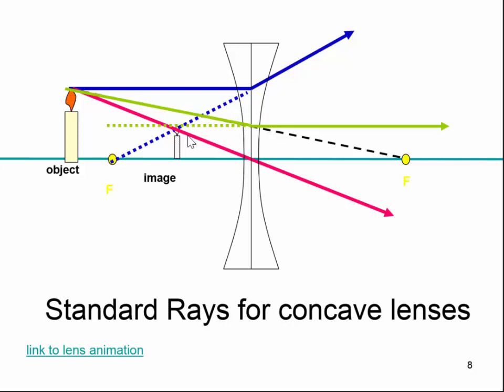So that's ray diagrams for concave lenses and convex lenses. We'll get to more practice of those in class.